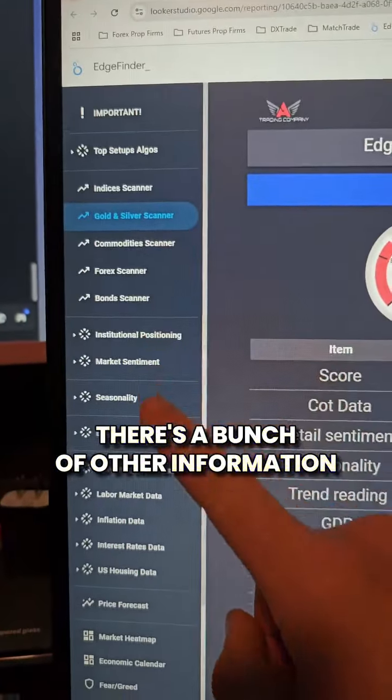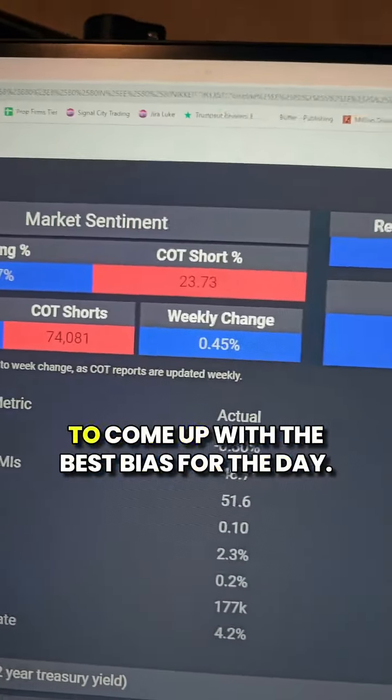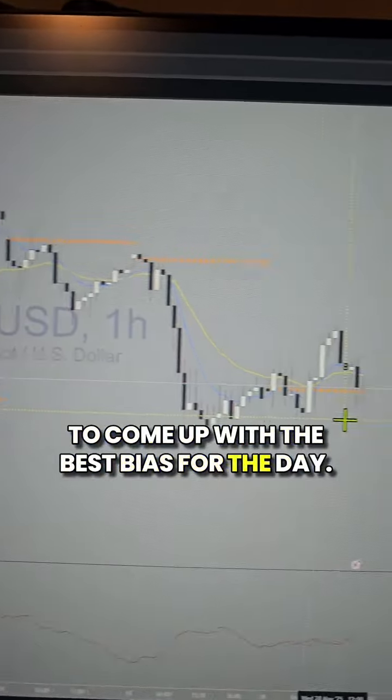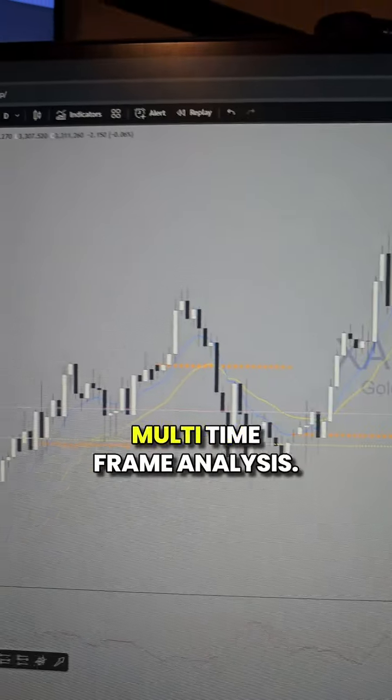There's a bunch of other information that I also look at and consider here to come up with the best bias for the day. The next thing I do is multi-timeframe analysis.